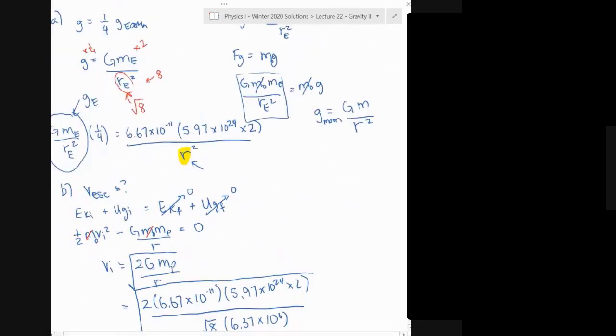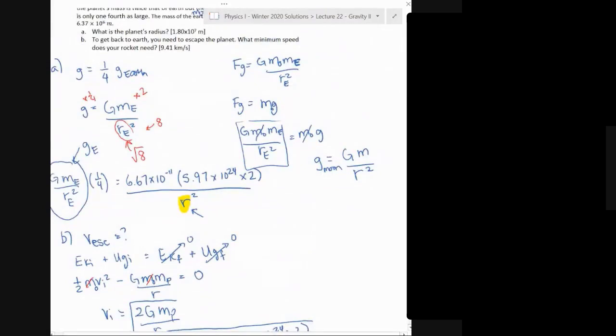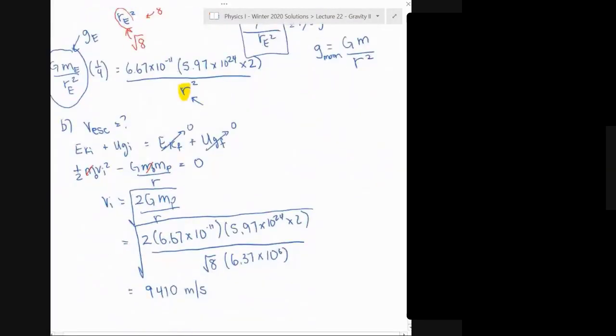Okay, so the radius of the planet, we got 1.8 times 10 to the 7, which should be the same as root 8 times the radius of the Earth, but I'm going to write it out because people might get confused.